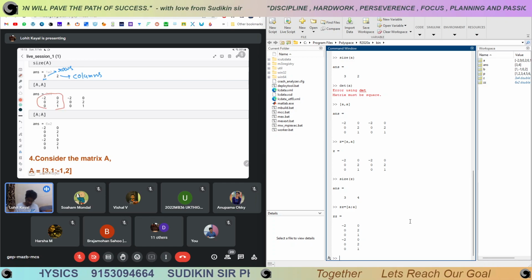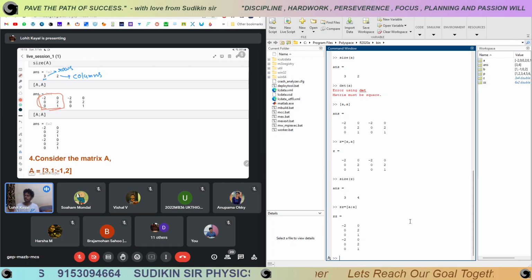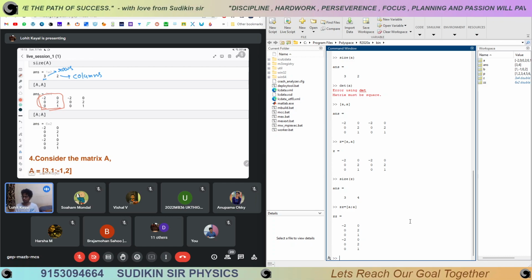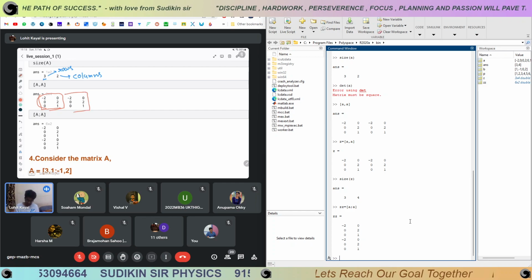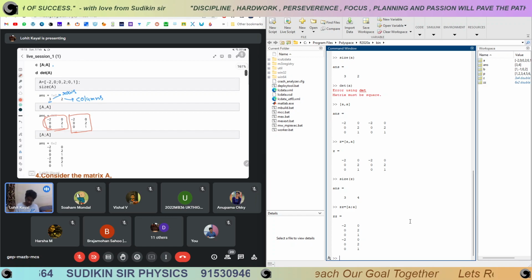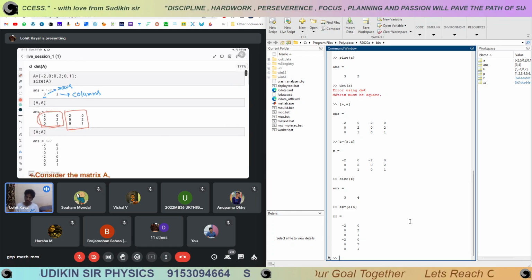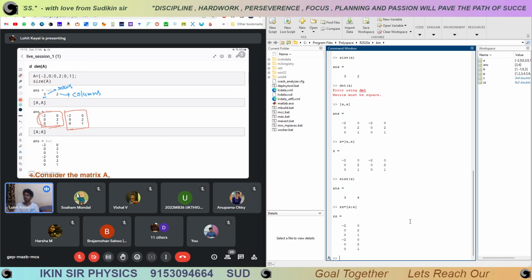I have told that you treat this as an element, and the next element, as it is comma separated, will appear at the next column. It will be again minus 2, 0, 0, 2, 0, 1. Okay, this is not the correct definition, but this is just to help you understand. That's the intuition that a comma means a column separation.